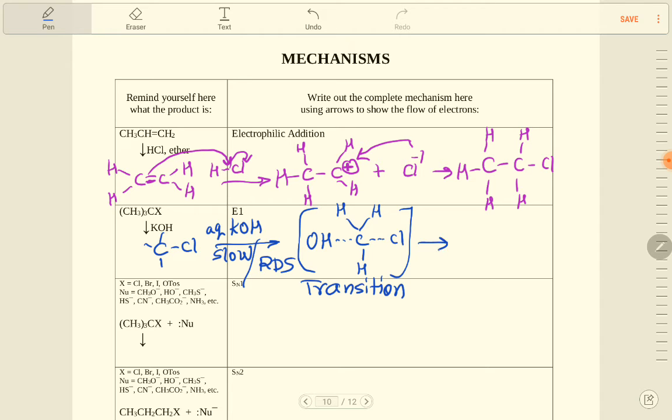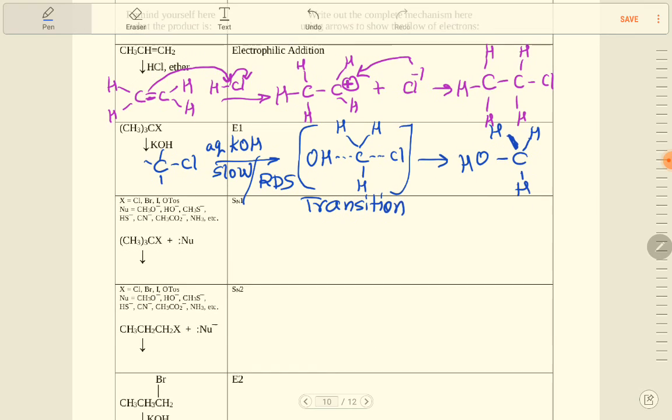And then you can see OH, C, backside attack. So that is basically E1 reaction. Alright, so I'm going to scroll a little bit up.